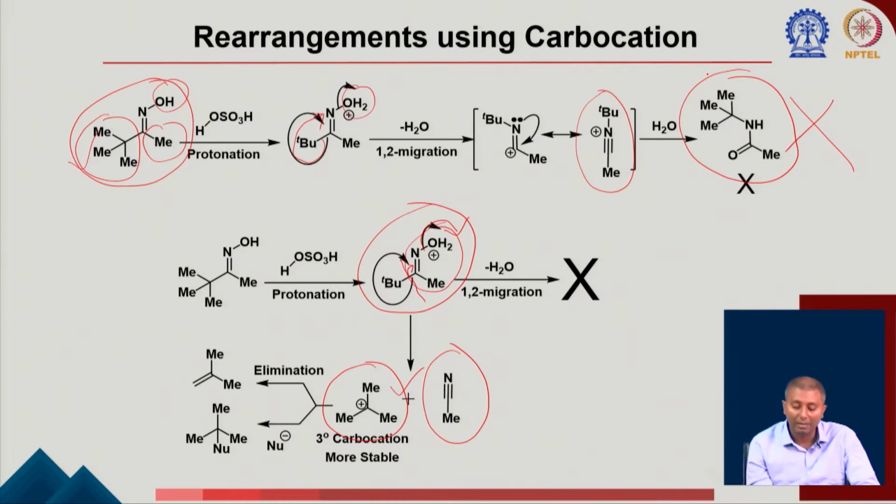So instead of formation of the corresponding amide, which you learned in the last class in the Beckmann rearrangement, here we are seeing a Beckmann-type fragmentation, where we get a stable carbocation and then the corresponding nitrile. Now this carbocation can go for an E1 elimination to form this olefin, or it can take a nucleophile. Now we are going to try to learn some examples of this reaction.